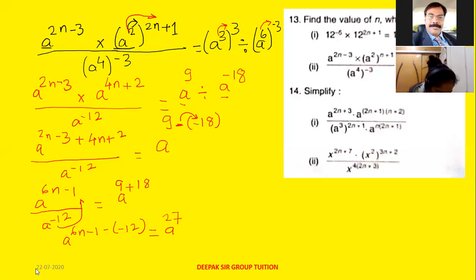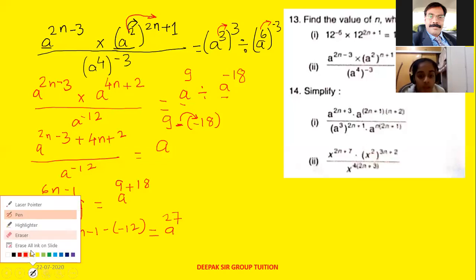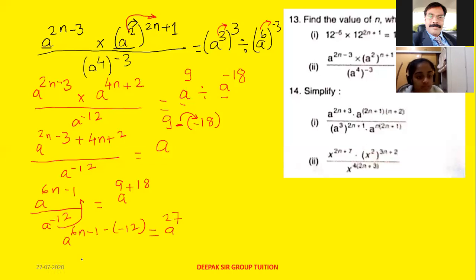Now I will simplify this part. I'm using a different color now. On the left hand side it will become a raised to 6n minus 1, and then this minus into minus will become plus 12, is equal to a raised to 27 as given. Solving this part again, it will become a raised to 6n plus 11. These two parts are simplified like terms, is equal to a raised to 27.